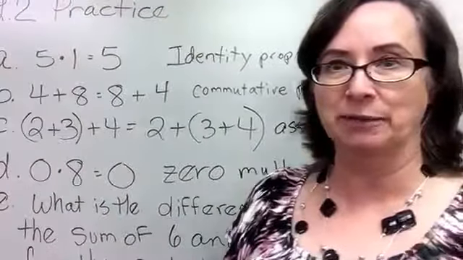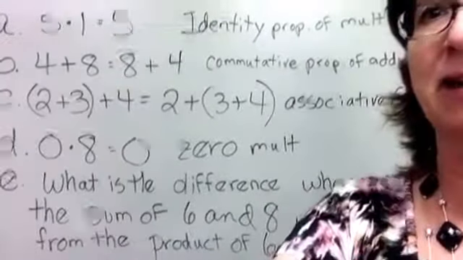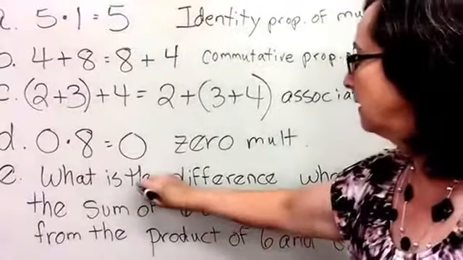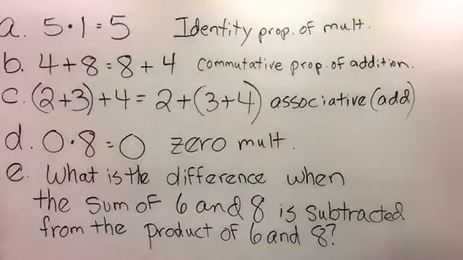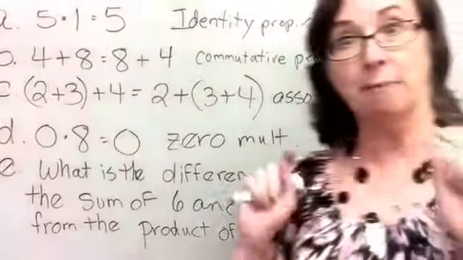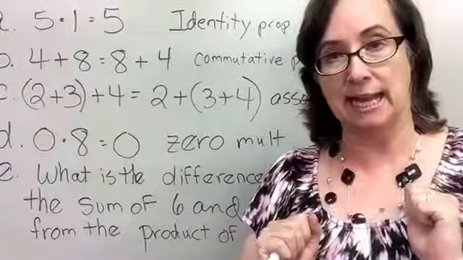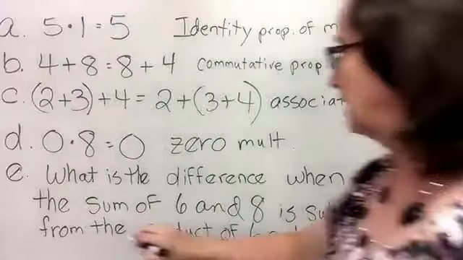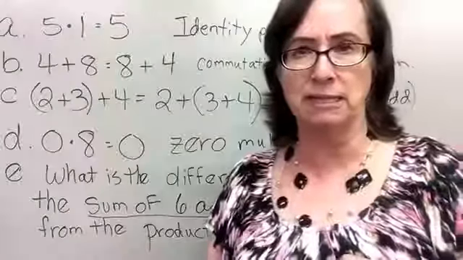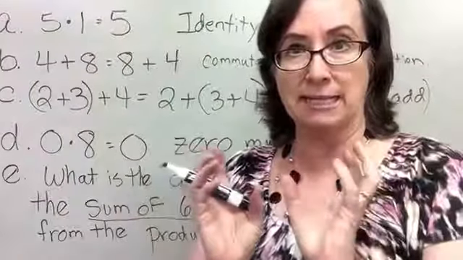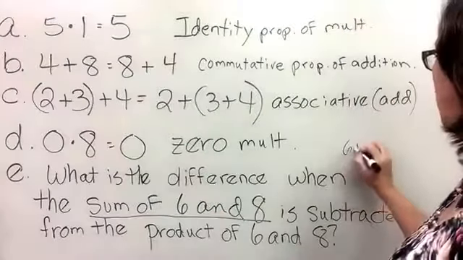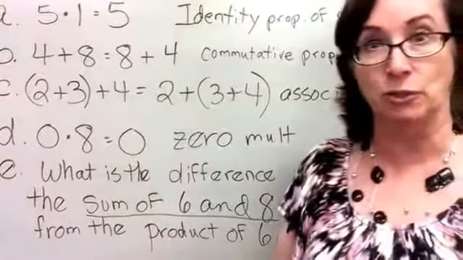Now we have a little mystery number down here. Our little mystery problem says, what is the difference when the sum of 6 and 8 is subtracted from the product of 6 and 8? So let's look at these two things. The sum of 6 and 8. What would be the sum? Sum means to add together. So the sum of 6 and 8 is 6 plus 8 added together, which is 14.